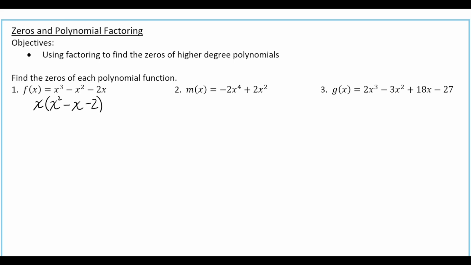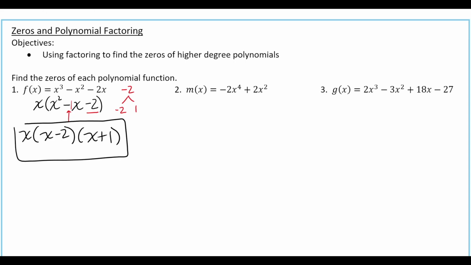Now, I have a quadratic that I can factor using the same basic methods as before. What multiplies to negative 2 that adds to negative 1? I know negative 2 and 1 multiply together to get negative 2, and when I add them, I get negative 1. So we have x times x minus 2 times x plus 1. And we're done. We have factored this polynomial into a set of 3 factors.